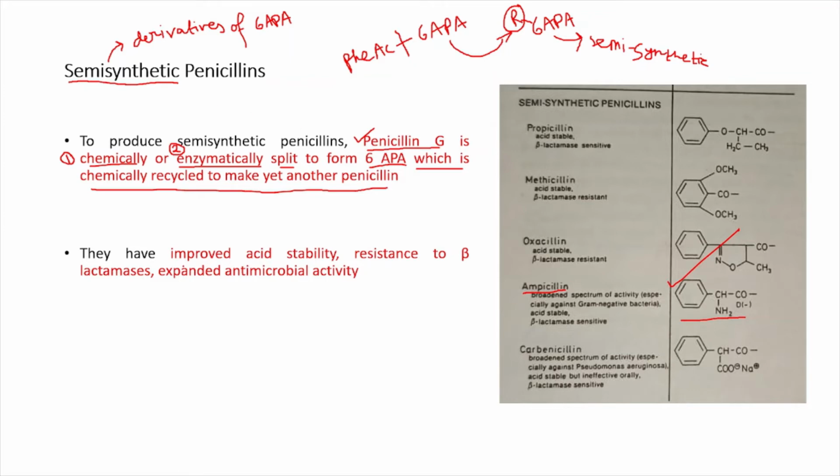Now, why are semi-synthetic penicillins preferred? Because they have improved acid stability and they have resistance to beta-lactamases. Unlike natural biosynthetic penicillins, which have less resistance to beta-lactamases, these semi-synthetic penicillins have more resistance, and they have expanded antimicrobial activity. Some of them even have broad spectrum action. Because of these three main reasons, semi-synthetic penicillins are mostly preferred and prepared from natural penicillins. And the most common natural penicillin used for their synthesis is penicillin G.